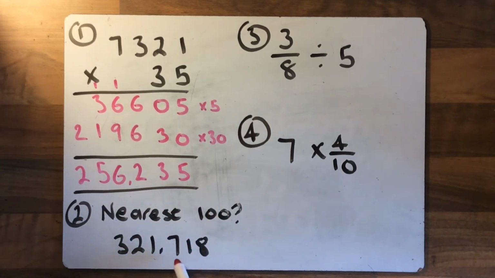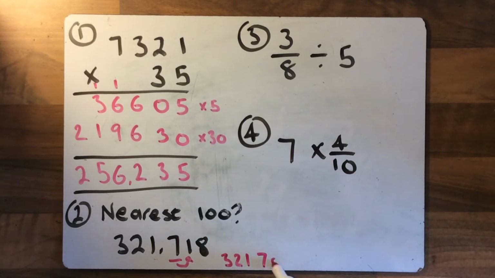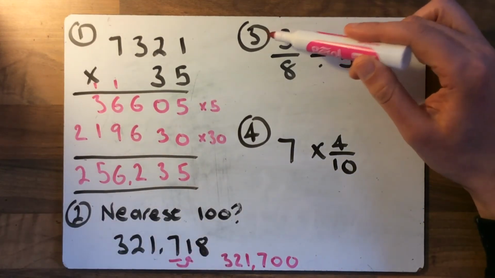Right, the second question, rounding this number to the nearest 100. So it's 321,718. So rounding to the nearest 100, which number is in the hundreds column? It is this 7. So when we do that, we look 1 next door, don't we? And if a number is between 0 and 4, we round down. If it's between 5 and 9, we round up. So 1 is between 0 and 4, so that means we round down. So that means the underlying number stays the same, and the numbers to the left stay the same, 3, 2, 1. The numbers to the right turn to 0. So there's your answer, 321,700.